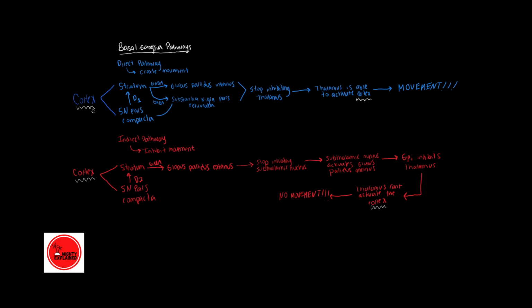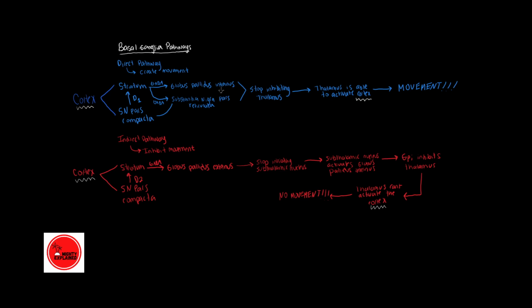So we're going to start in the cortex, and the cortex is going to be stimulating the striatum and the substantia nigra pars compacta. So the pars compacta is going to modify the striatum via dopaminergic release and stimulation of the D1 receptor. So the striatum is going to go ahead and inhibit the globus pallidus internus and the substantia nigra pars reticulata via GABA, an inhibitory neurotransmitter.